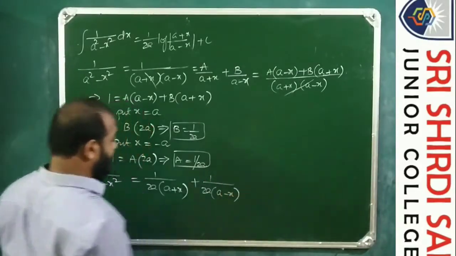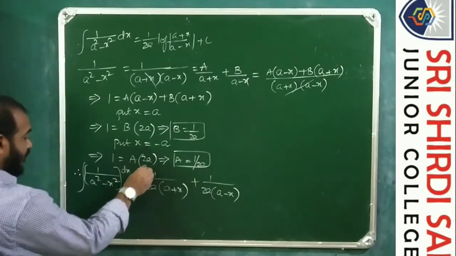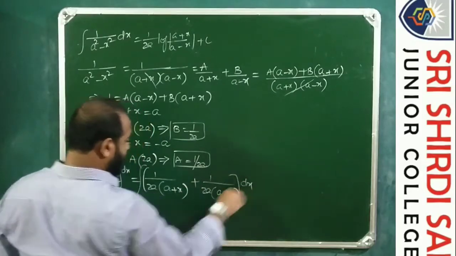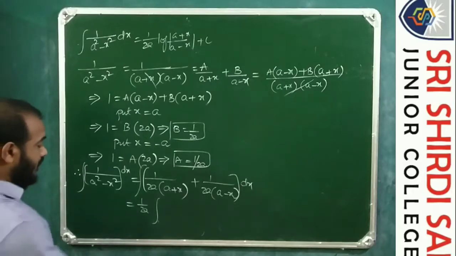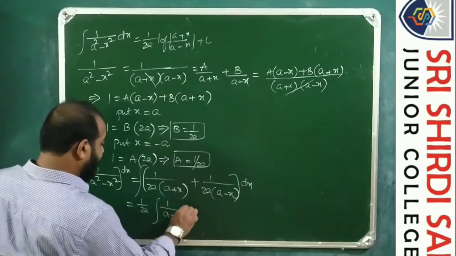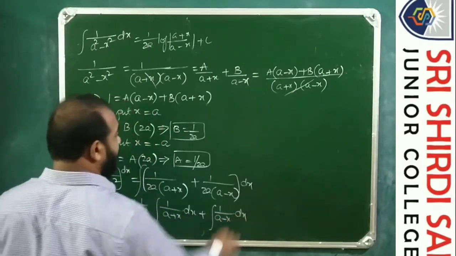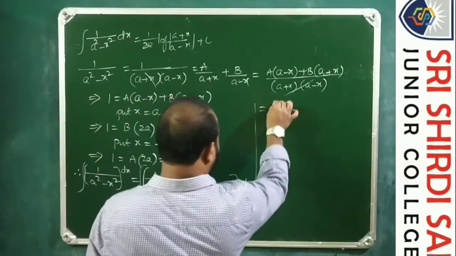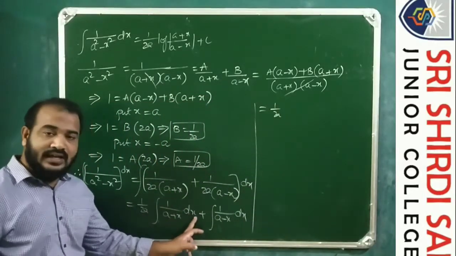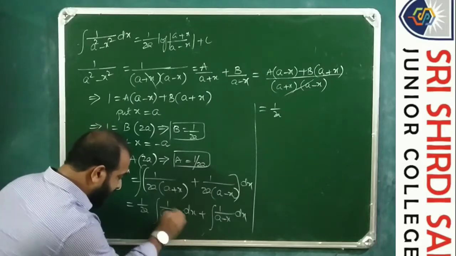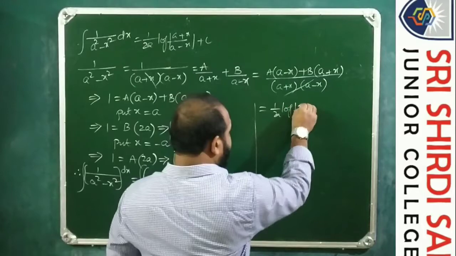Now take the integral dx. In both of them 1 by 2a is common, so it is separated from the process of integration: 1 by a plus x dx plus 1 by a minus x dx. So this is equal to 1 by 2a. Now this is of the form integral 1 by x dx. Let us suppose this to be x. Integral 1 by x dx is log x. So log mod x plus a.